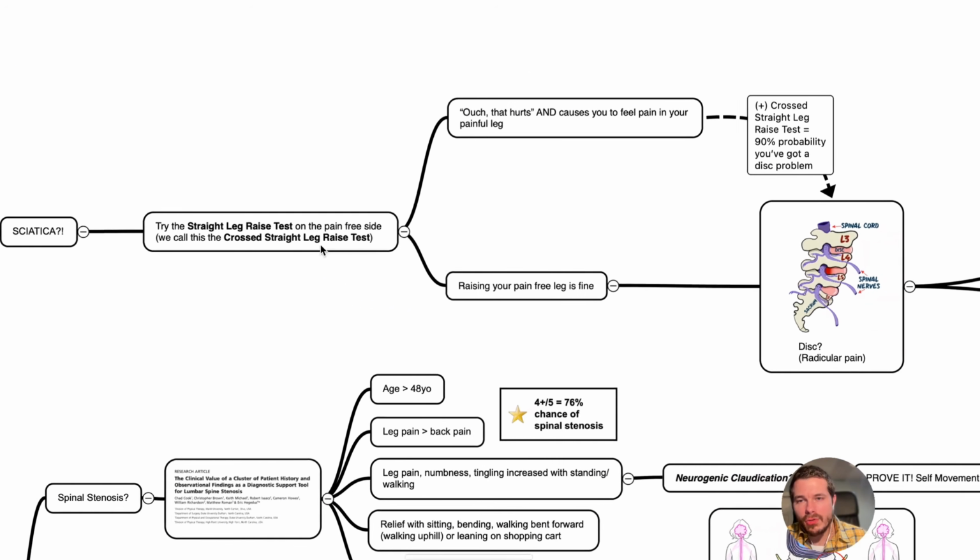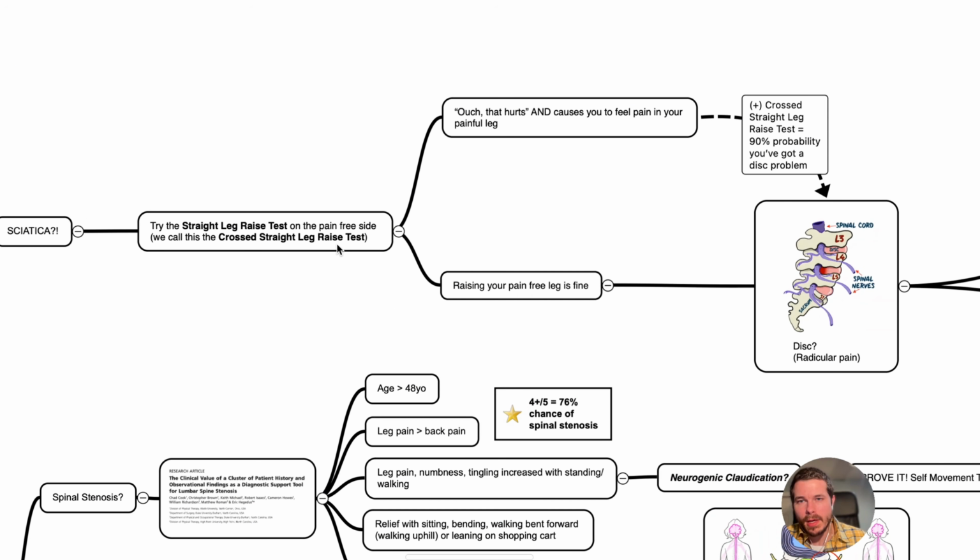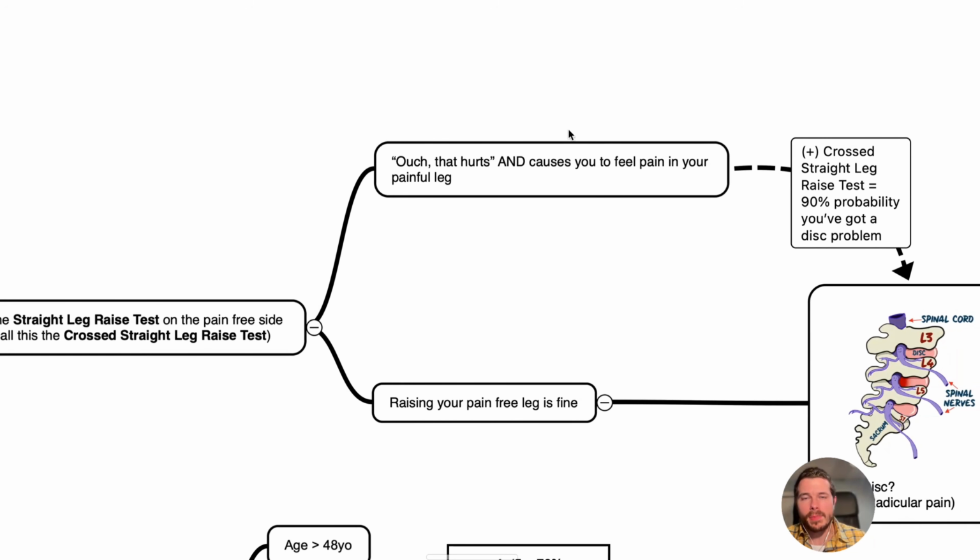And we call this a crossed straight leg raise. If you do that leg raise test on the pain-free side and you say, ouch, that hurts, and it causes you to feel pain on your painful leg, so let's just say you have pain in your right leg, you did the leg raise, you were like, ouch, that hurts. Probably sciatica, almost definitively. Now go ahead and do it on your left good leg. Remember, you have one-sided pain in this example. So do it on the good leg, do it on the pain-free leg, called a cross straight leg raise. And if you say, ouch, that causes me to feel pain on my right leg, my painful leg, then we call this a positive cross straight leg raise test.